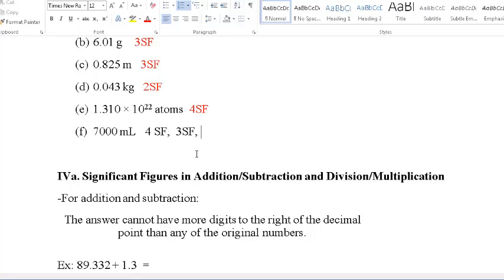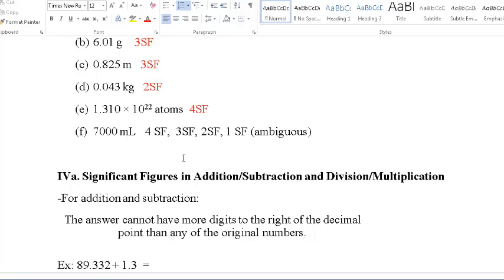This could be 3 sig figs. This can be 2 sig figs. This could be 1 sig fig. So it's ambiguous. To remove that ambiguity, if I wanted 4 sig figs, I would use scientific notation. If I wanted 3 sig figs, I would do 7.00 times 10 to the power of 1. For 2 sig figs, I would use 7.0 times 10 to the power of 3, and for 1 sig fig, 7 times 10 to the power of 4.